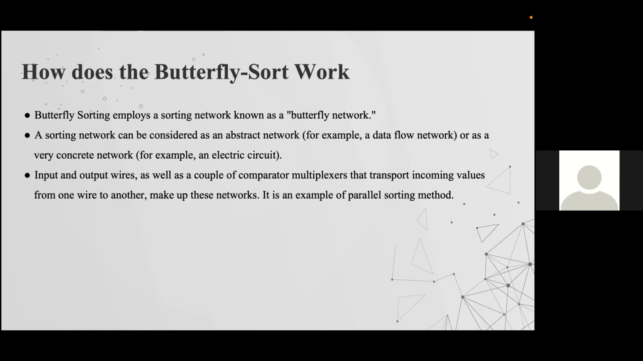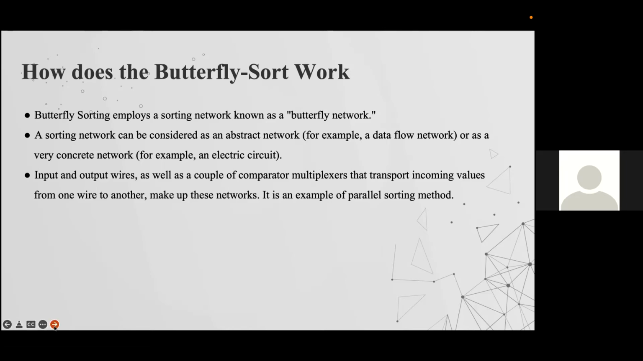Or we can take a very concrete network called an electric circuit. This network also involves the usage of input and output wires, where we can transport the data from input to output wire using a couple of comparator multiplexers. These help the data to be transferred from input wire to output wire. So this is how the butterfly sort will work, by using the input and output wires and also the comparator multiplexers.